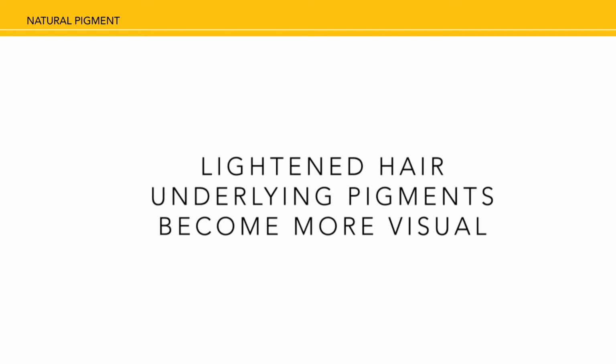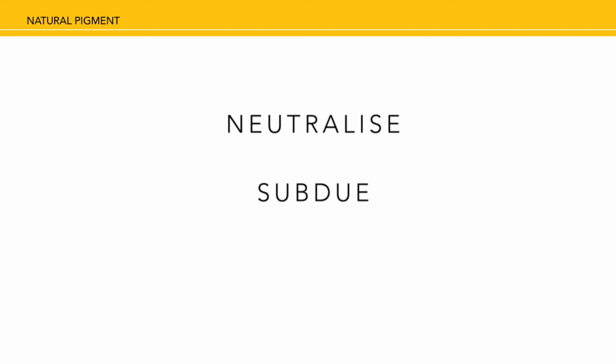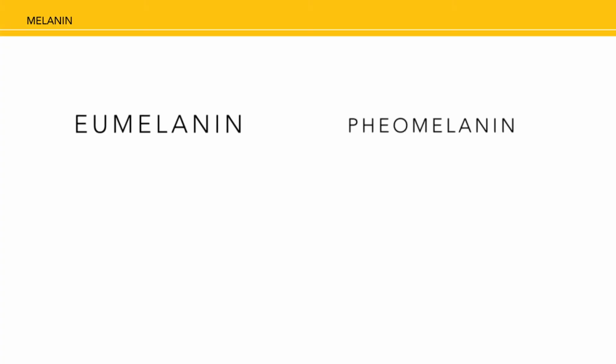Understanding the colour of the pigment at your target shade will help you in your colour selection to ensure you correctly neutralise, subdue or enhance your colour selection. The natural melanin found in our hair are eumelanin and pheomelanin. Eumelanin is also known as granular pigment.